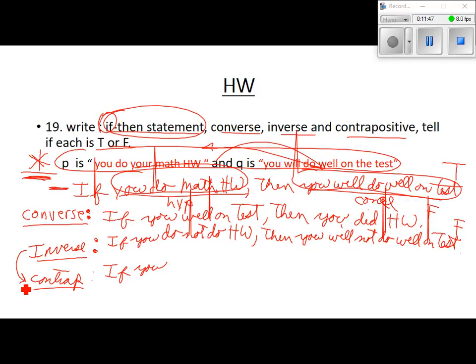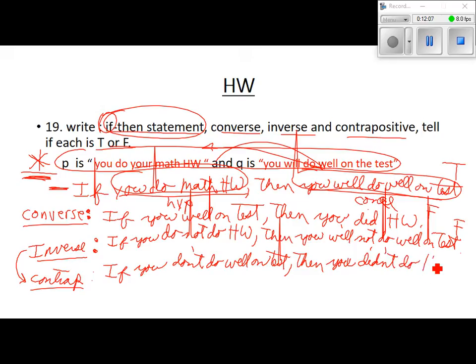So if you don't do well on the test, then what? You don't do your homework. All right, and we want to make it make English sense, right? So you didn't do the homework. Is that true or false?